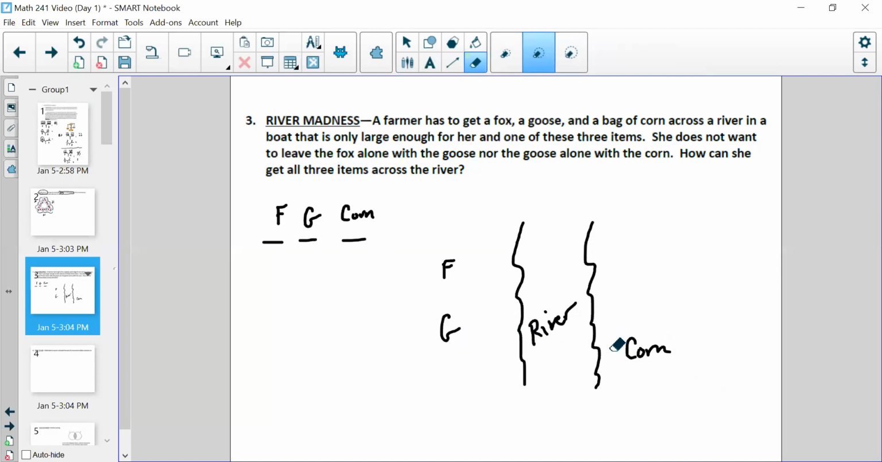So we grabbed the goose, brought it across the river. We're going to leave the goose, and we're going to bring the fox from here, from the left side to the right side. So the fox is on the right side. So once we get the fox across, we're going to leave the fox with the corn. We're going to go back, and we're going to get the goose, and we're going to bring the goose back across.